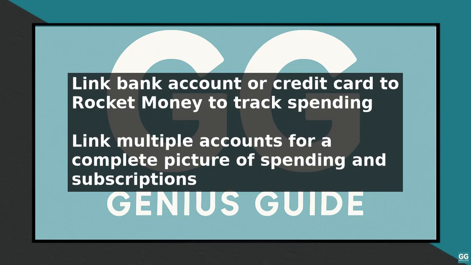After verifying your account, you will be asked to link your bank account or credit card to Rocket Money. This will allow Rocket Money to track your spending and identify your subscriptions. You can link multiple accounts to Rocket Money to get a complete picture of your spending. Once you have linked your accounts, Rocket Money will start tracking your subscriptions.